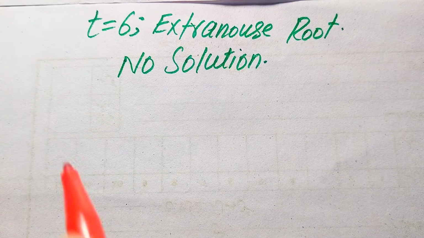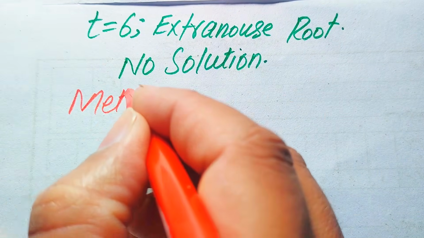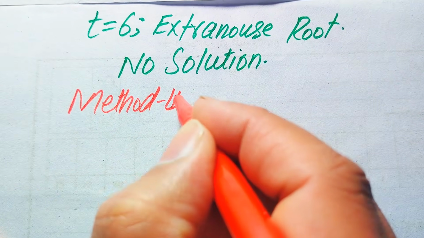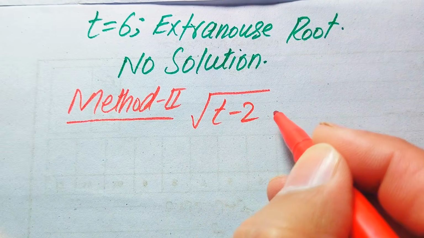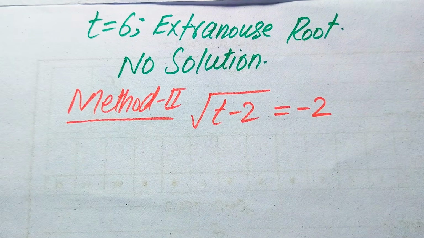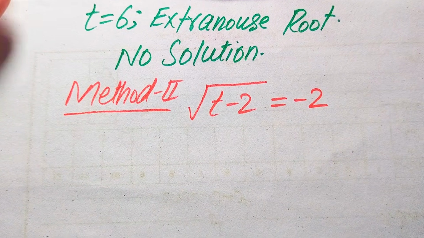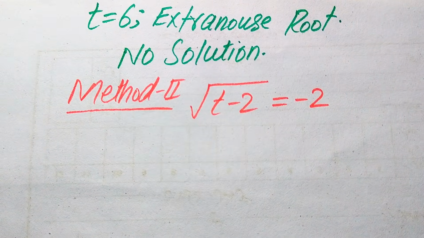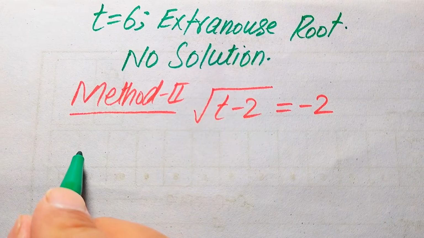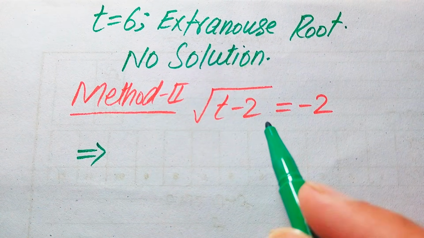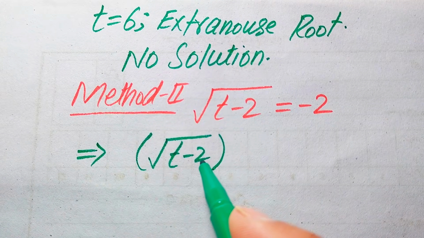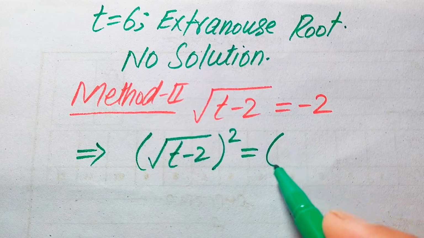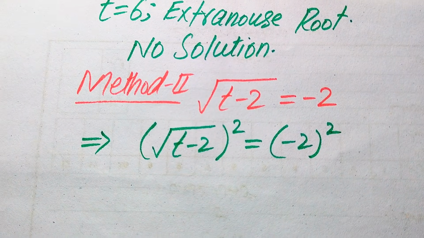Now we again solve this problem by the second method. For the second method, we copy down the given question statement, which is the square root of t minus 2 is equal to minus 2. Our second method is a very straightforward and quick method, and here we quickly get the solutions out of this problem. In the second method we just directly apply squaring on both sides, and it will be written as the square root of t minus 2, whole squared, is equal to minus 2, whole squared.